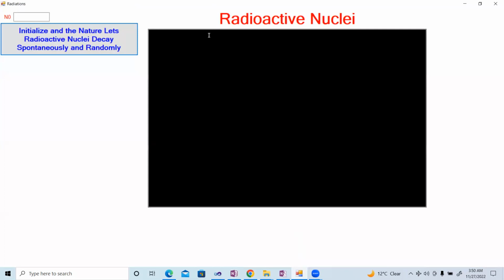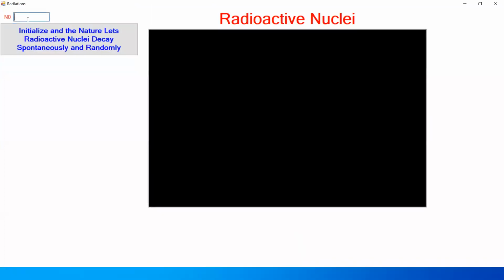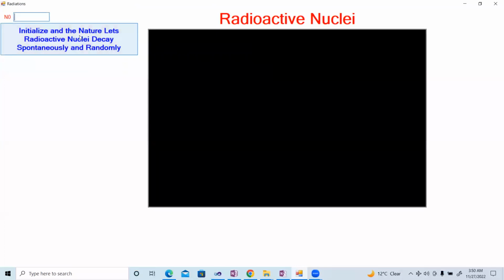Here in this case, you can put any number of nuclei at the start. Let's say at the start there are 1,000 nuclei, and you must know that these nuclei can decay totally randomly and spontaneously. If we press this button for initialization, the number of nuclei will be initialized at the start, and then those radioactive nuclei will start decaying.